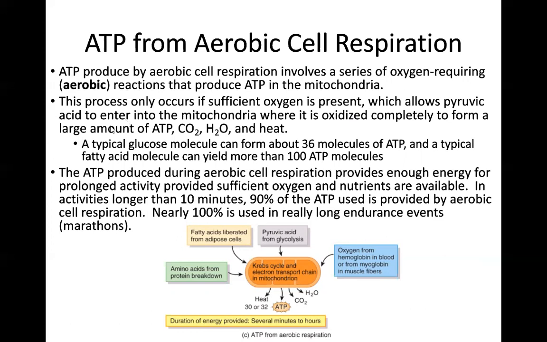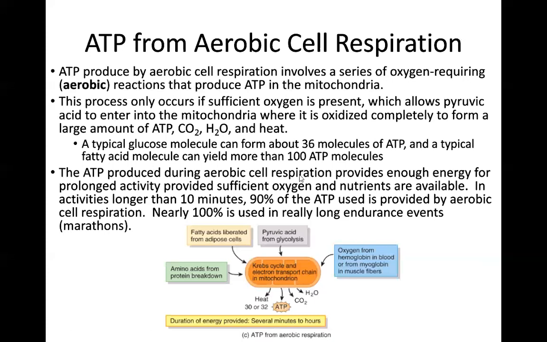From an original glucose molecule, we can form about 36 molecules of ATP, when you count in the glycolysis 2 ATP that we form, along with some other stuff. Fatty acids, which we get from fats, like triglycerides, can yield more than 100 ATP, which is why fats are so much higher in calories than carbohydrates.